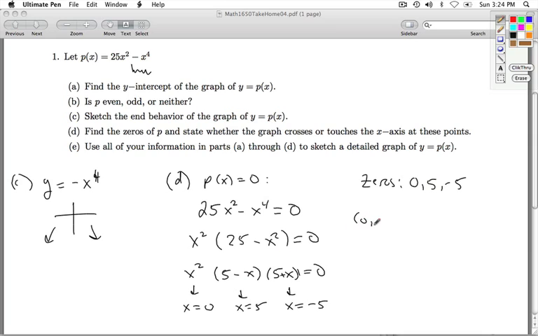So at the point (0, 0), it's going to touch the x-axis. Because if I look up here at this power, the multiplicity here is 2. That's even. At (5, 0) and at (negative 5, 0), it's going to cross because the exponent on each of these factors is 1, and that's an odd number, so it's going to cross at those points.